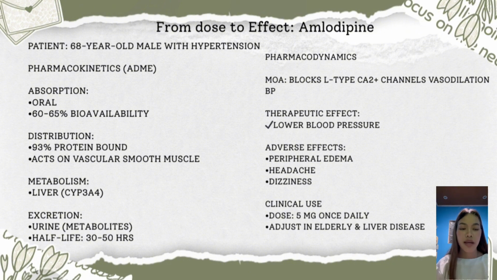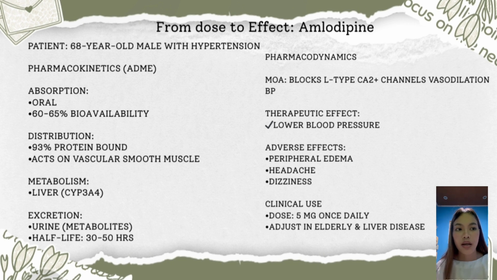First is the patient case. Our patient, Mr. D, is a 68-year-old male diagnosed with hypertension. He also has type 2 diabetes mellitus and stage 3 chronic kidney disease. Because he is elderly and has comorbidities, understanding the pharmacokinetic and pharmacodynamic properties of amlodipine is very important to ensure safe and effective treatment.